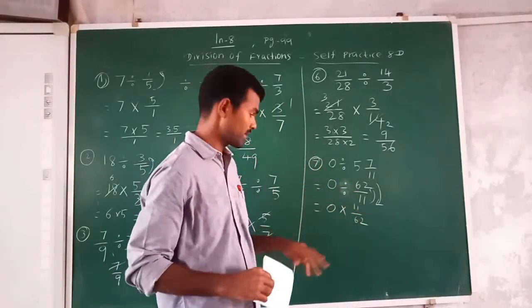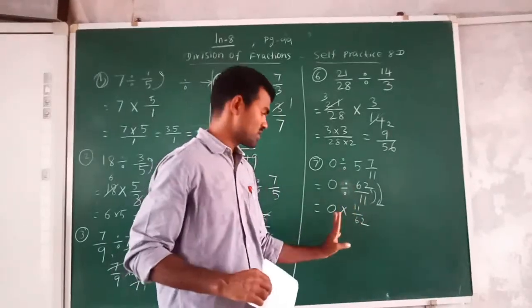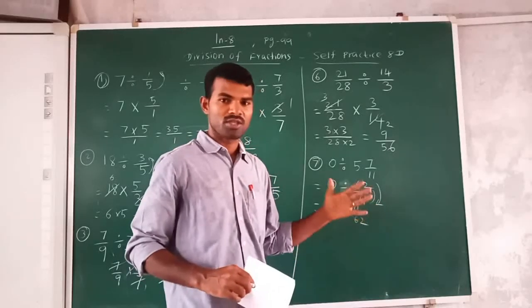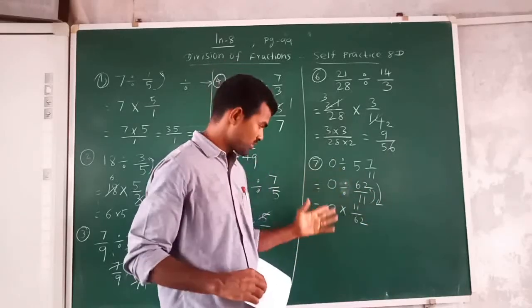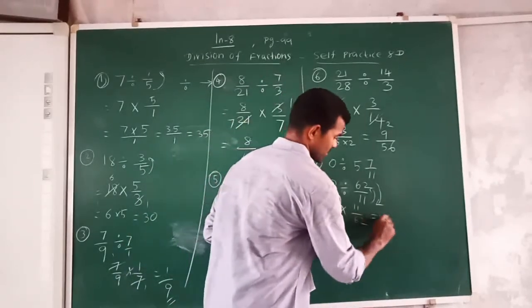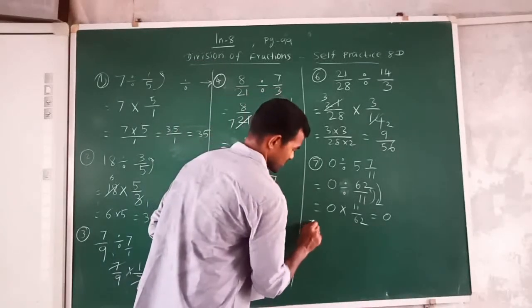So 0 multiplied by any number, what is the answer? 0 multiplied by 1 is 0, 0 multiplied by 1000 is 0, 0 multiplied by 11 by 62 is also 0. Yes, so the answer is 0. Got it? And the last, 8th question.